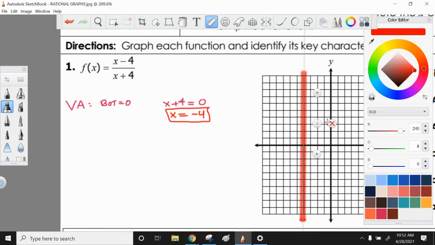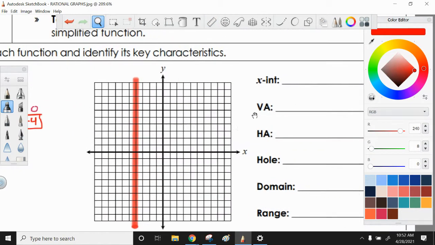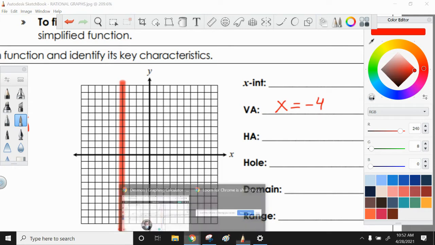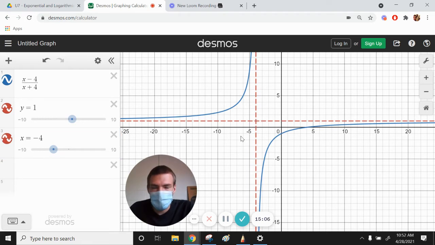But that's all there is to it, right? We found our vertical asymptote. We can go back over here to where it says vertical asymptote. We can write that down, x equals -4. And remember, checking back to Desmos, that's exactly what I figured out beforehand, right?